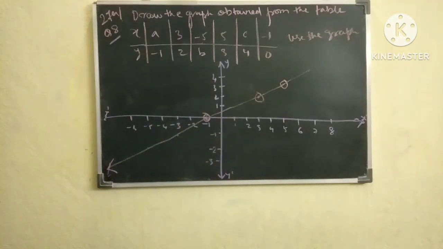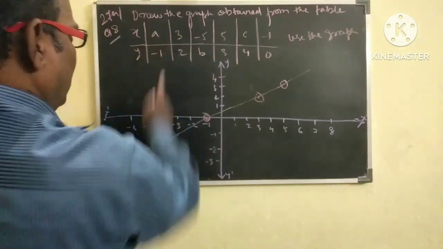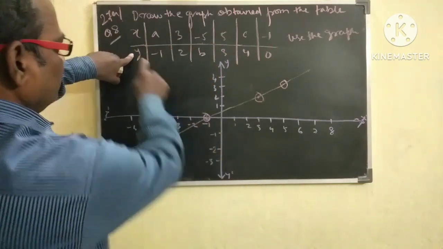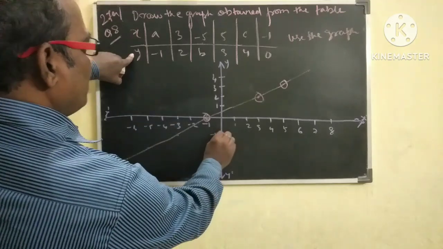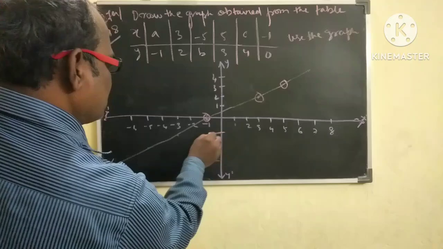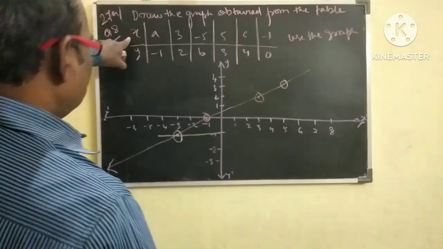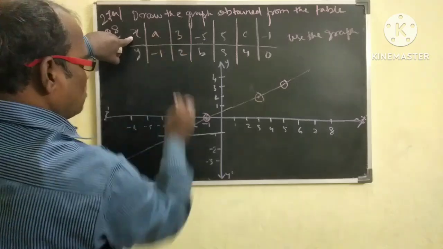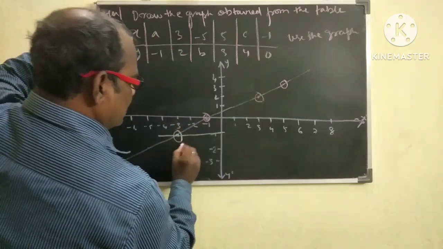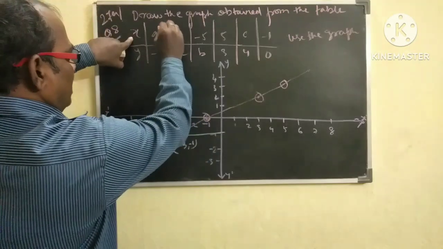So this is our straight line. Now through this graph you have to find out the point A. Now where is y equals -1? Y is -1 here, and where is it touching? It is touching somewhere here. So this is the point. So here A is equal to how much? A is equal to -3. So write down here -3, -1. So the value of A is equal to -3.